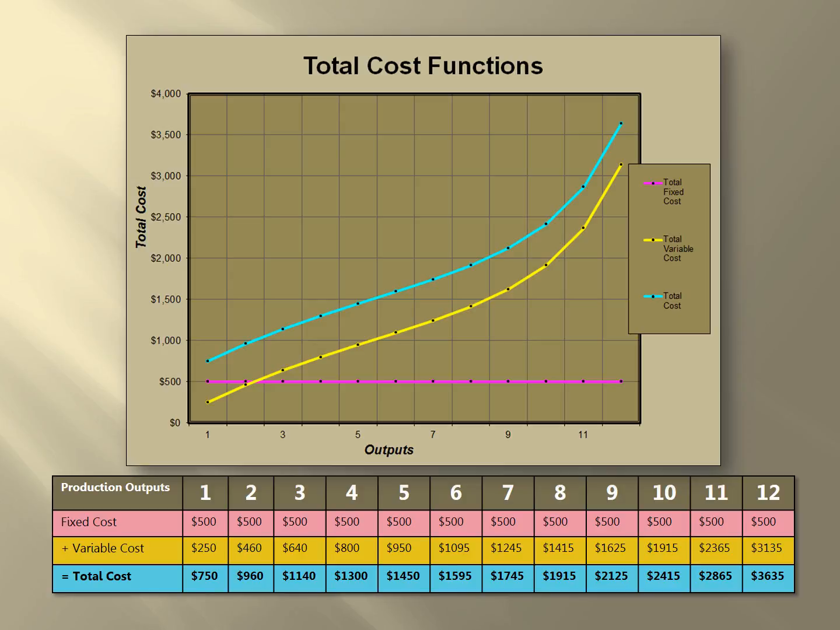So what we do see is a relationship between the three. Our total cost will tend to not be linear in fashion, again, because our marginal output influences the shape of this particular cost curve.